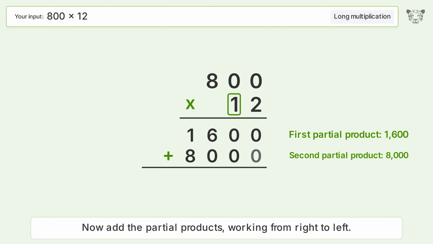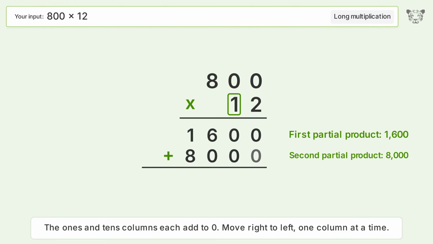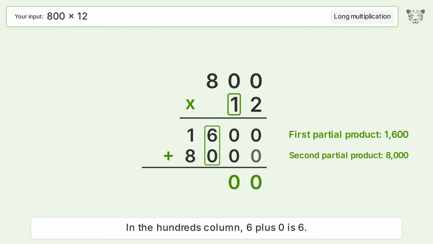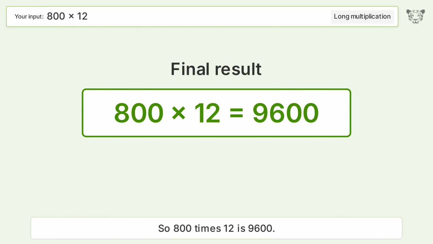Now add the partial products, working from right to left. The ones and tens columns each add to 0. Move right to left, 1 column at a time. In the hundreds column, 6 plus 0 is 6. In the thousands column, 1 plus 8 is 9. The whole product is 9600, so 800 times 12 is 9600.